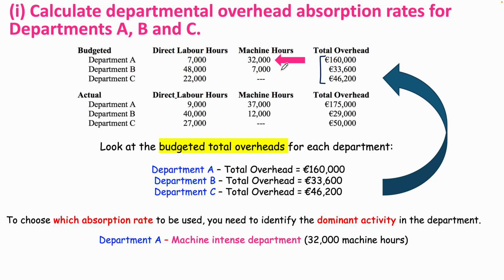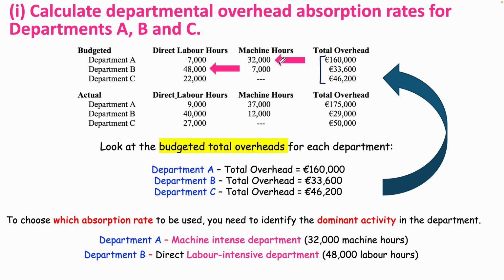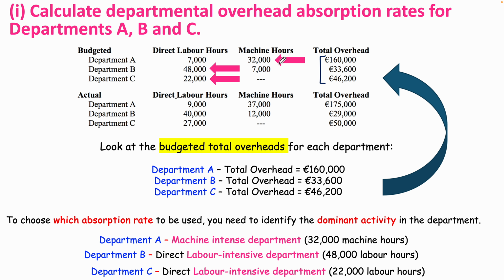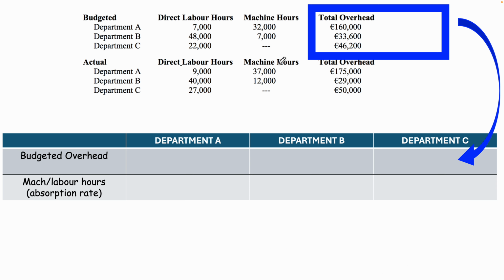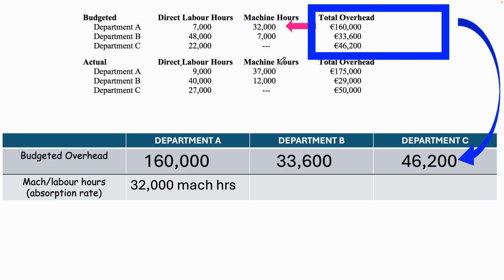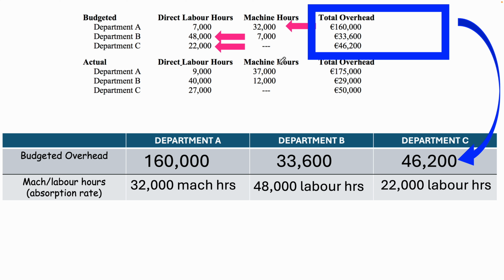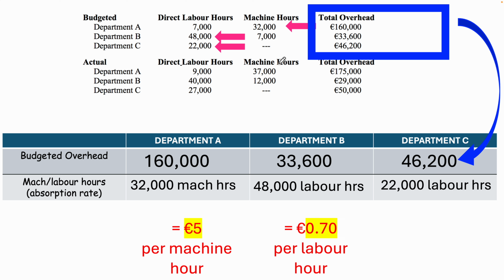In Department B, we've got 48,000 labour hours and 7,000 machine hours, so the most dominant activity there is 48,000 labour hours. And then in Department C, there's only one activity, labour hours, and there's 22,000 labour hours. So what we're going to do is divide the overheads by the number of hours of the most dominant activity. And this is the overhead absorption rate that the management accountant has come up with, okay?